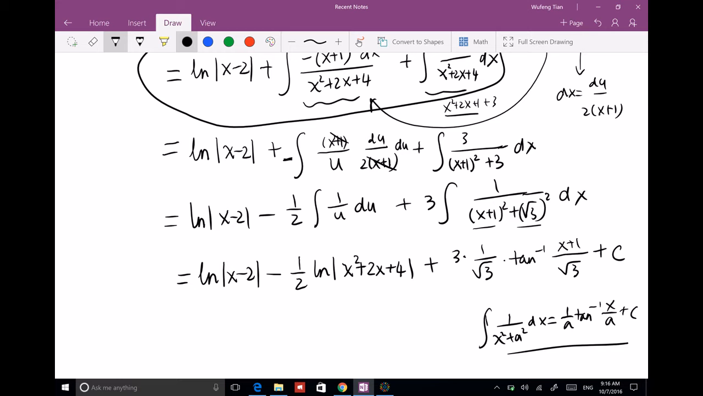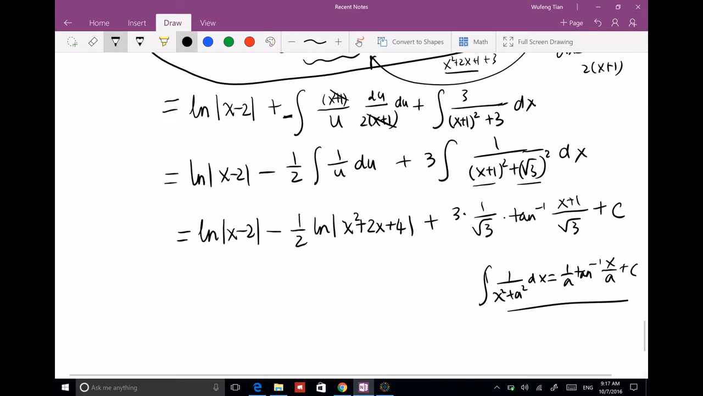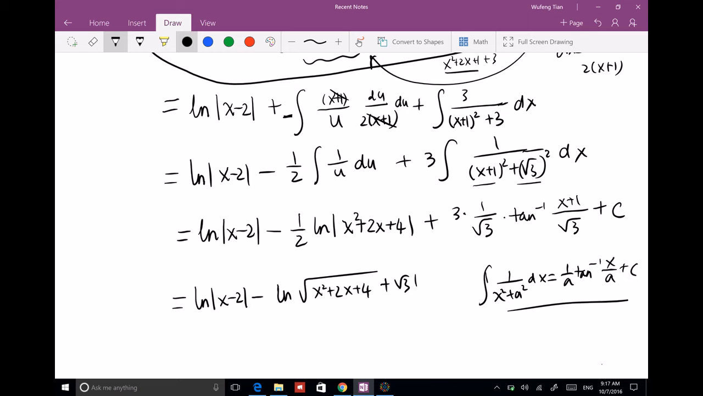You're right. Okay. So the final answer is ln x minus 2, minus, sorry, not plus, minus ln, you can put the square root here because with the 1/2 you get the square root, of x squared plus 2x plus 4, plus square root of 3 times tangent inverse of x plus 1 over square root of 3, plus C. Okay, that's it. That's the final answer.